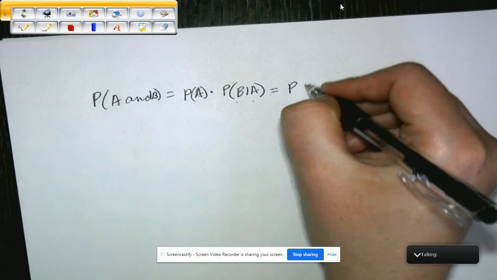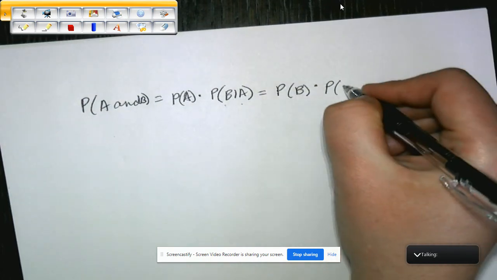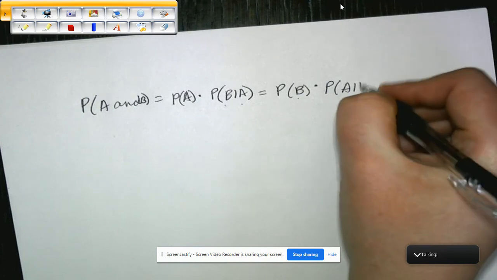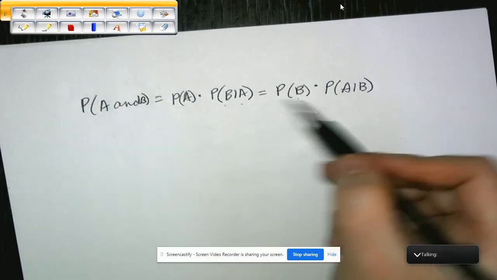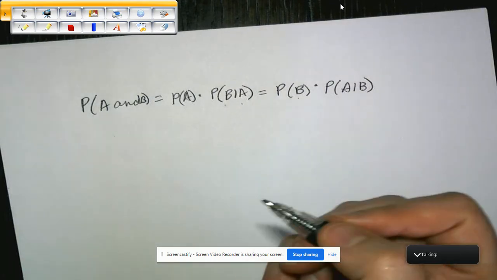That also equals the probability of B times the probability of, if this is B, it has to start with A. They're different, guys. The only time they're the same is when we're checking for independent, dependent.